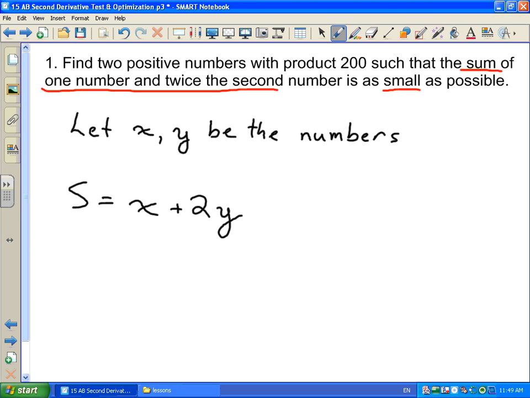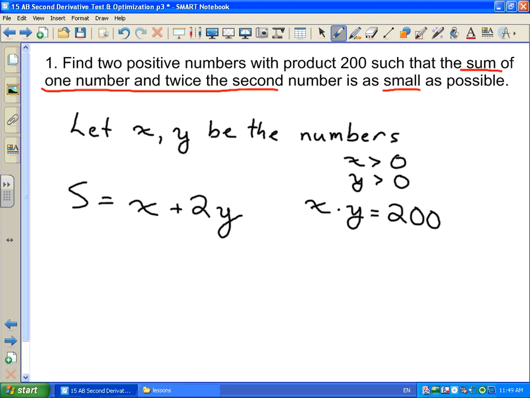Now, are there any restrictions that are placed on these two numbers, x and y, by our question? That is one thing. So we know that x times y has got to equal 200. Okay? And is there any other restriction placed on these? Yeah. So this gives us our domain here. We know that x must be greater than 0, and we know that y must be greater than 0.